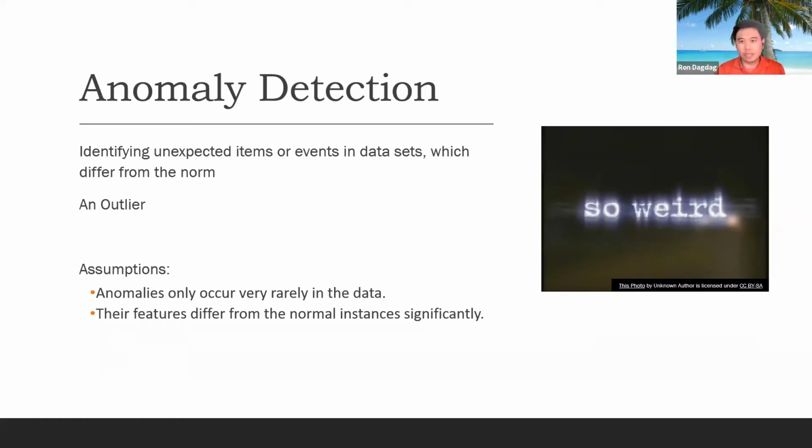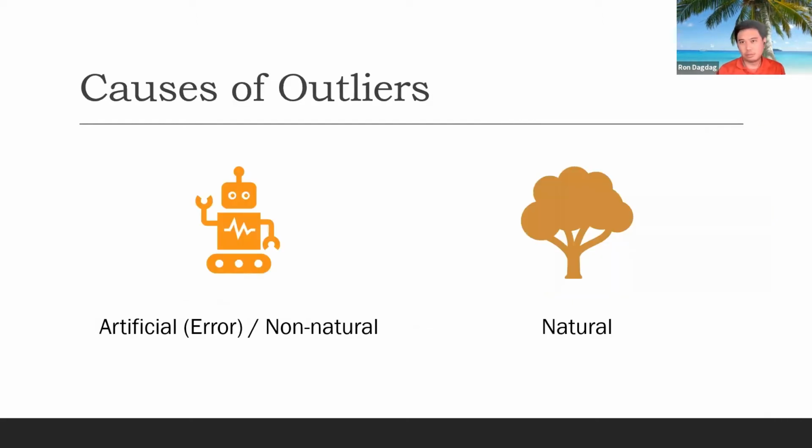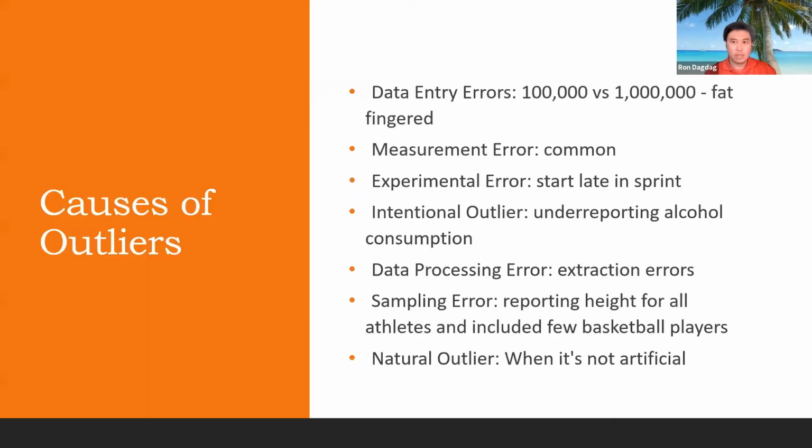But anomalies occur very, very rarely in your data, and it's different from a normal instance significantly. So there are two types and causes of an outlier, right? There can be artificial or non-natural or natural causes. Causes of an outlier could be with your data. It could be data entry errors. If you fat fingered something, you have a spreadsheet. You type in 100,000 versus 1 million, and an extra zero at the end makes a whole lot of difference.